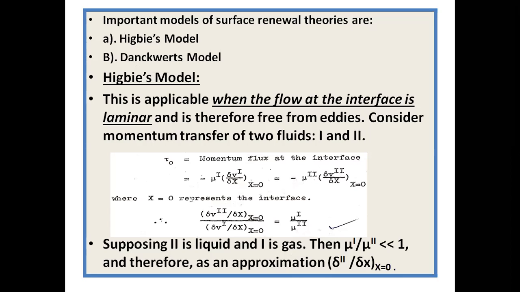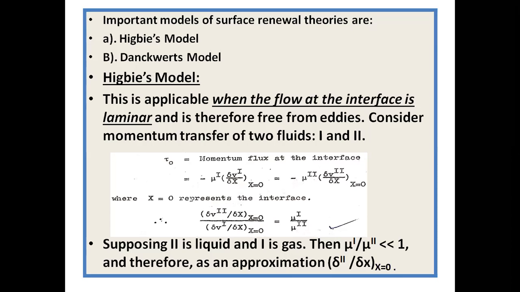Consider momentum transfer of two fluids, 1 and 2, and a little bit of calculation is there. The momentum flux at the interface is equal to minus mu 1 dv1/dx at x equal to 0, which is equal to minus mu 2 dv2/dx at x equal to 0, where x equal to 0 represents the interface. At the interface, the distance covered by the reactants and the product is 0. At the interface, they are there. Now, in that case, generally, dv double bar by dx at x equal to 0 over dv single bar by dx at x equal to 0 is equal to mu I over mu double I. Supposing 2 is liquid and 1 is gas.